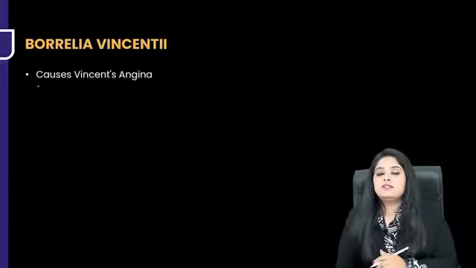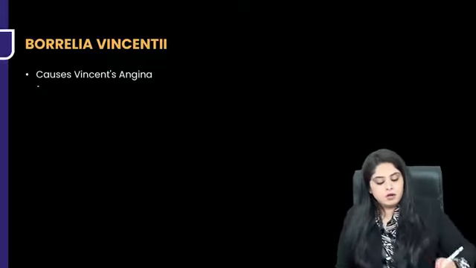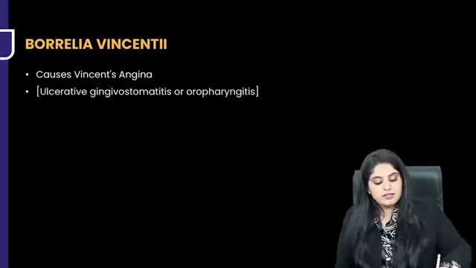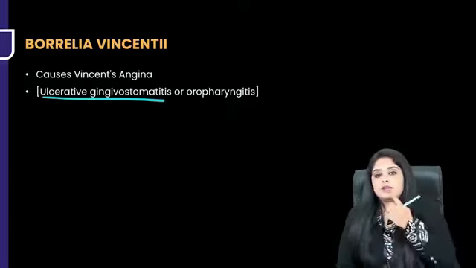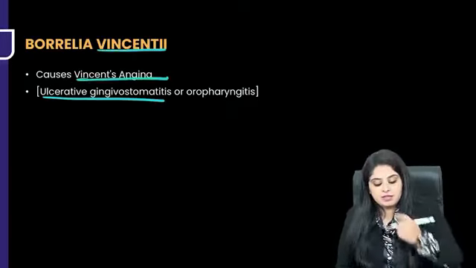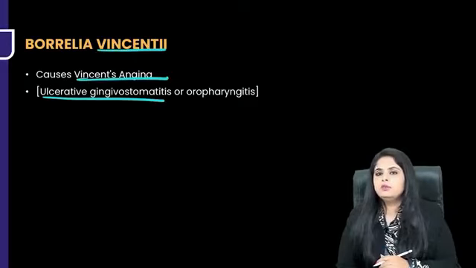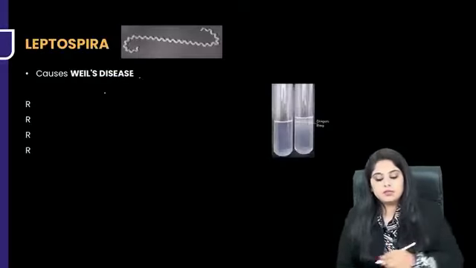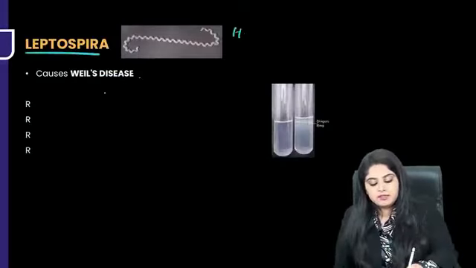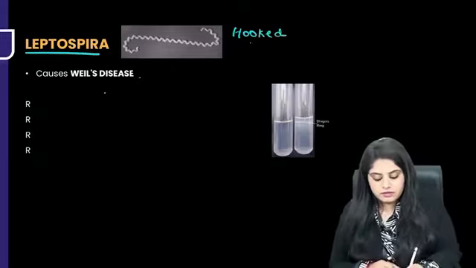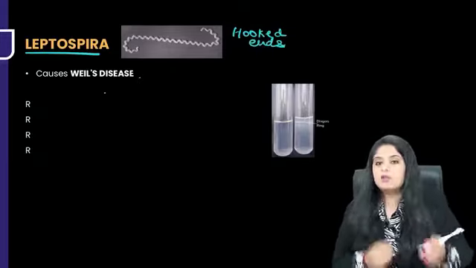Last one is Borrelia vincenti, which obviously causes something in the mouth known as Vincent's angina, and that is an ulcerative gingivostomatitis. So as I said, Vincent's angina happening in the mouth. Borrelia ho gaya, loose spirals. Ab lapet do. What is that lapeto thing known as? Lapet do means the ones that is going to have hooked ends. The hooked ends ones is going to be leptospira. What does it call? Lapet do.